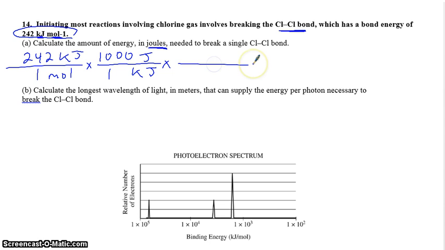Now, what we'll do is they want a single bond. So we don't want this to be per mole, we want it to be per atom. Do we know how many atoms in a mole? Of course we do. It's 6.02 times 10 to the 23rd.